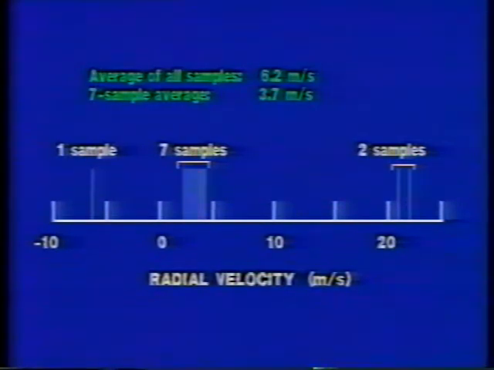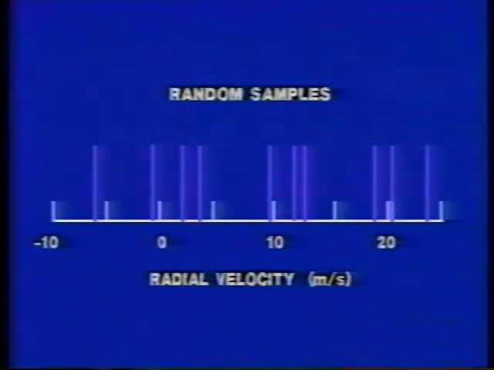The consensus average of the 7 samples is 3.7 meters per second, while the average of the entire group of samples is 6.2 meters per second. Anyone would agree that the consensus average more accurately describes the measurements. Thus, this method is very effective at eliminating short-lived spurious signals like an airplane flying through the beam or moving ground targets.